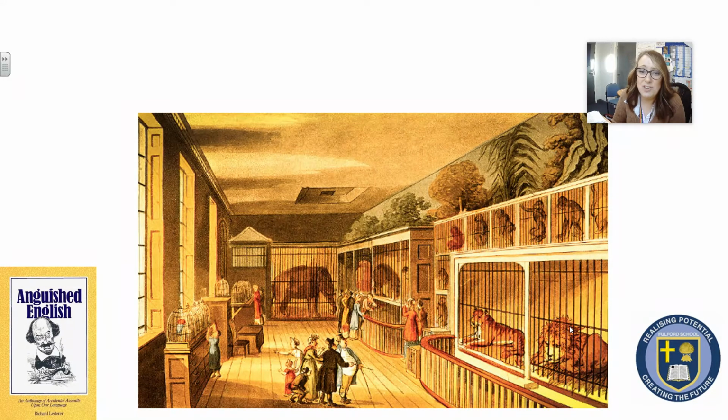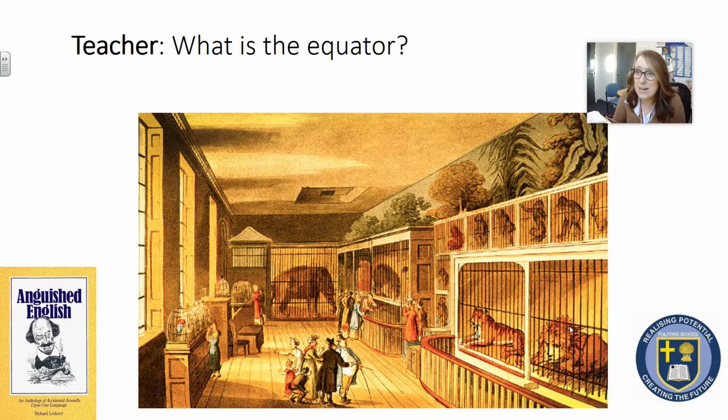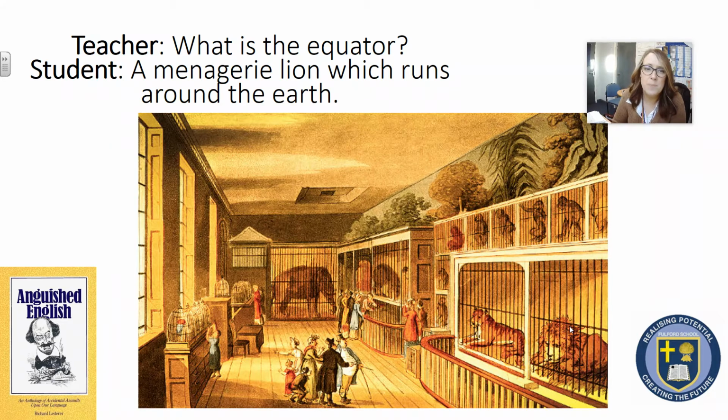Okay, so a little anecdote to start us off. If I said to you that a teacher asked a student, what is the equator? And that student replied quite confidently that they knew that the equator was a menagerie lion which runs around the earth. Well, this is a little quip from Anguished English by Richard Lederer. And we can see in this example that the student has learnt something. They've learnt it wrongly, incorrectly hearing that the equator is an imaginary line that runs around the earth, but actually possibly more vivid and more exciting is what they've learnt as the definition of the equator there.